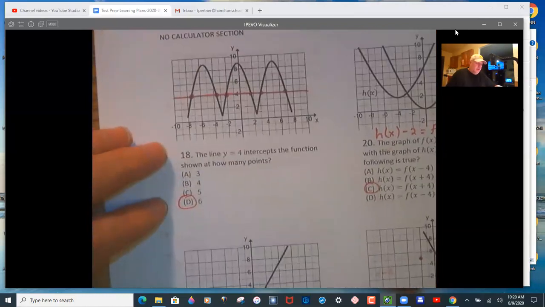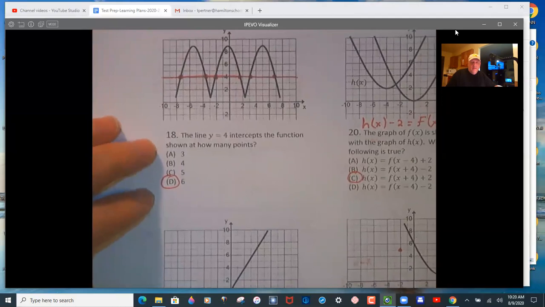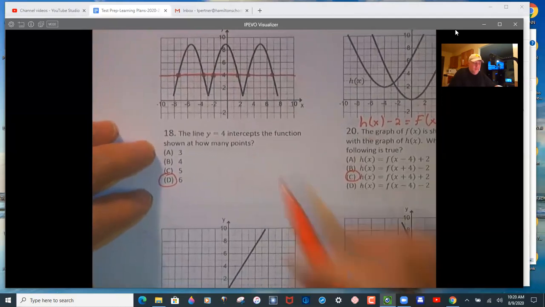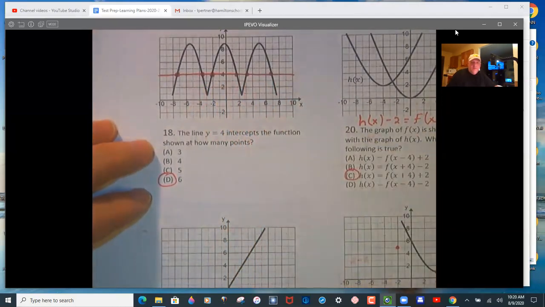All right, so 18, the line y equals 4 intercepts the function in how many points? 1, 2, 3, 4, 5, 6. Pretty easy question.